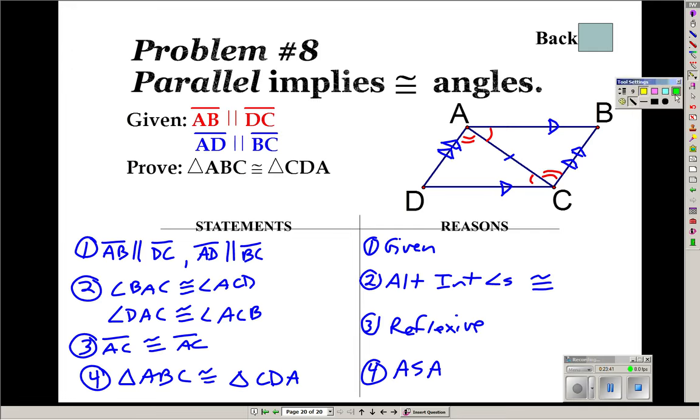Now again, here we had parallel lines cut by a transversal, alternate interior angles there. Parallel lines cut by that transversal, alternate interior angles there. So use those when the lines are parallel.